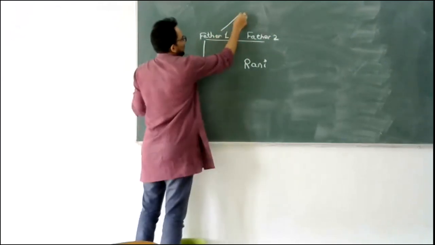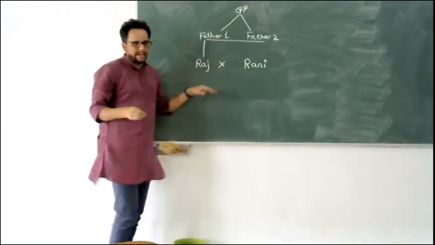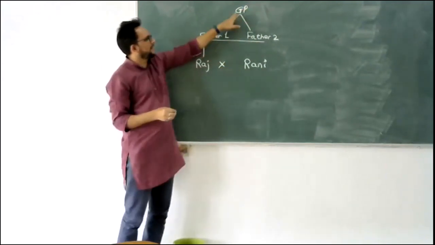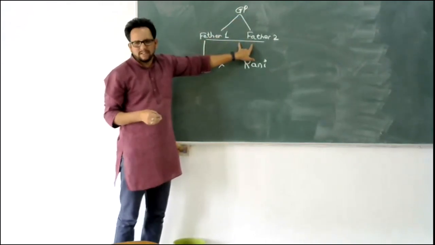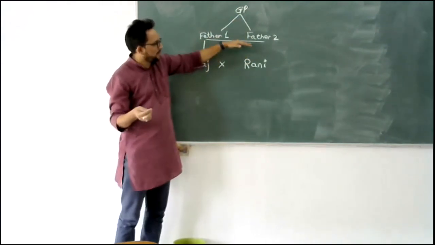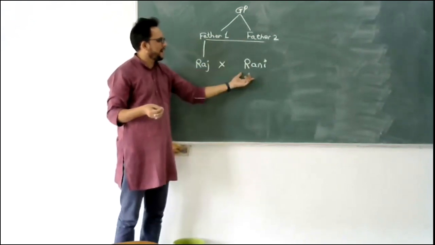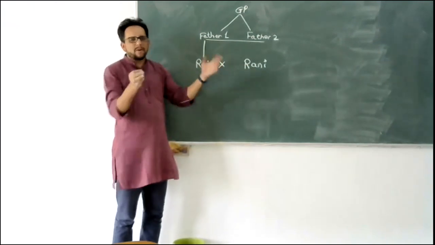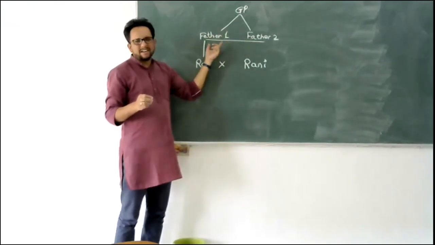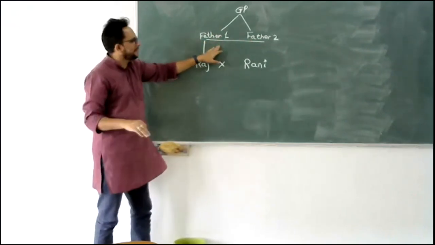So obviously they are both going to have a common grandparent, right? For this Raj or Rani, these are the grandparents. From them, these two brothers were produced, and from these brothers, father one had Raj, father two had Rani, and they get married to each other, for any possible combination of this immediate cousin, either on the maternal side or the paternal side.